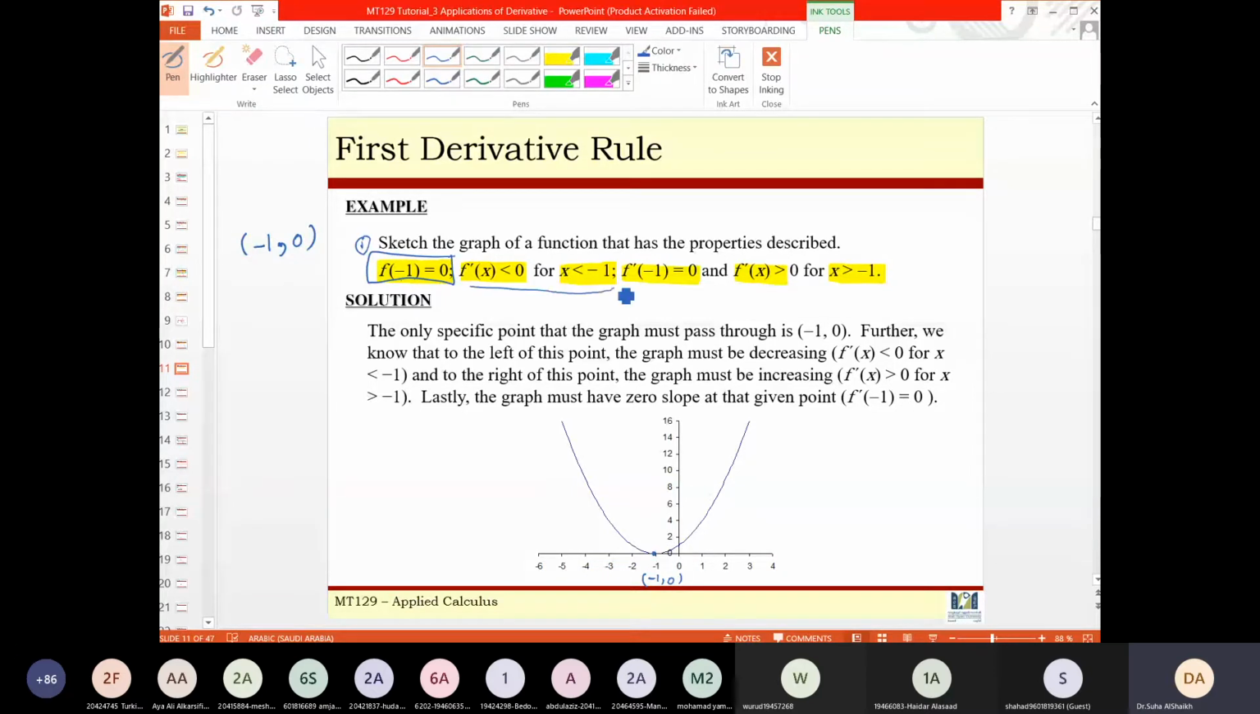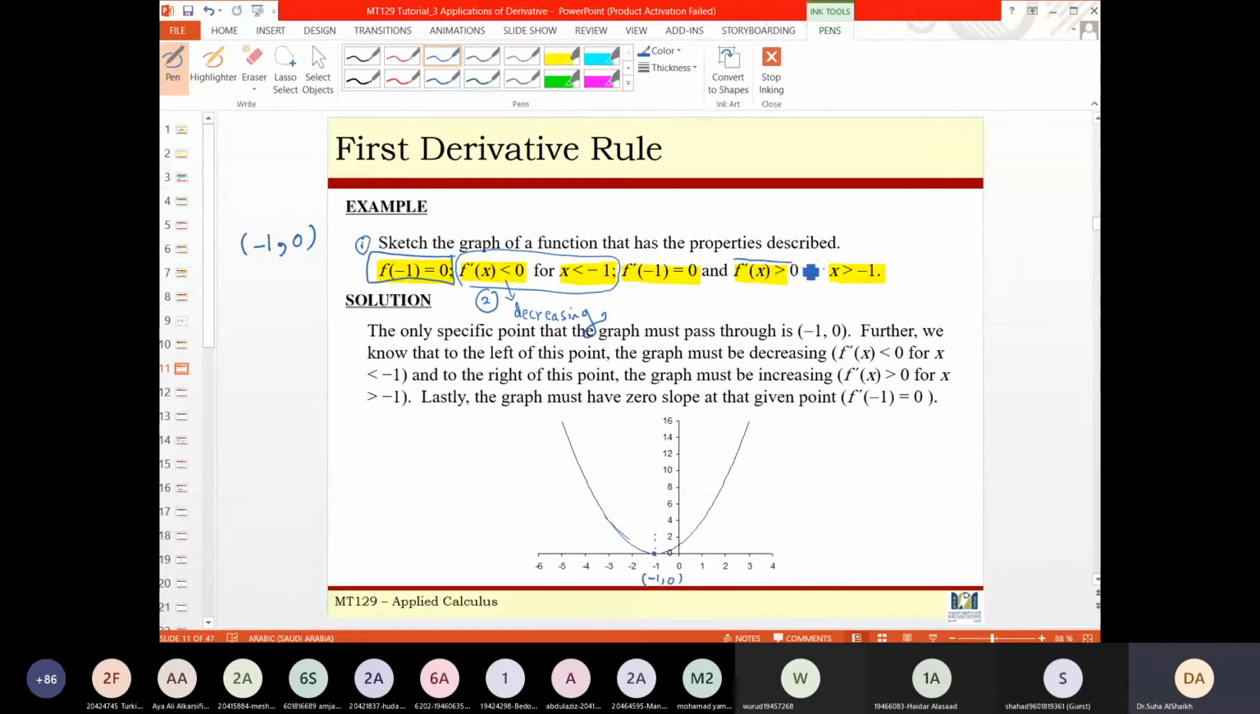Information number 2, they told me the function has a negative f dash when x is less than -1. We agreed that if f dash is negative, this means the function is what? Increasing or decreasing? Decreasing. Yeah, that's correct. It means the function is decreasing. When is it decreasing? For all the x's less than -1. This is the x -1. So as you can see, I draw it as a decreasing function. It is like this.